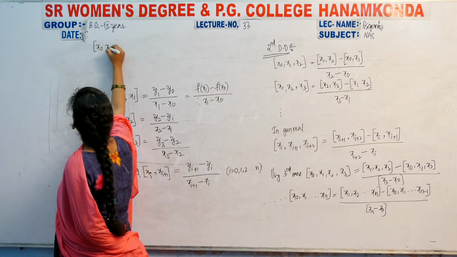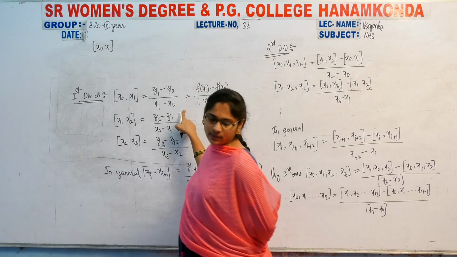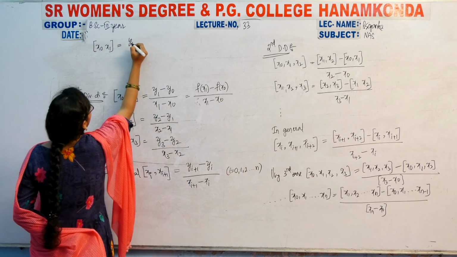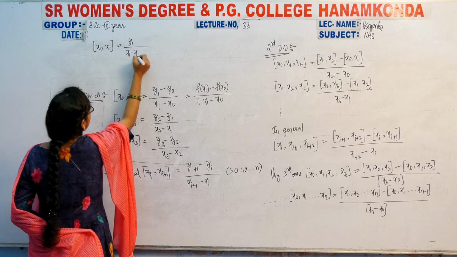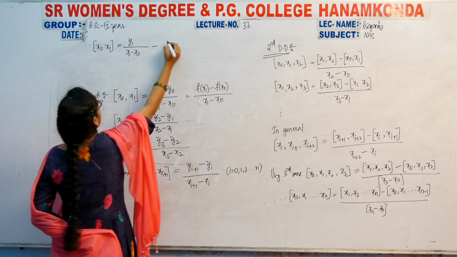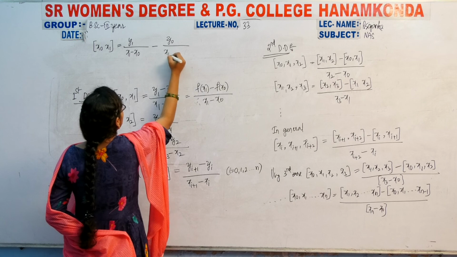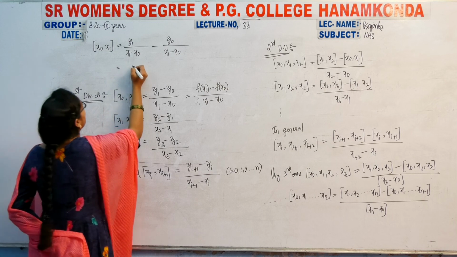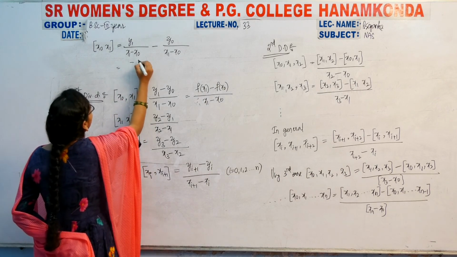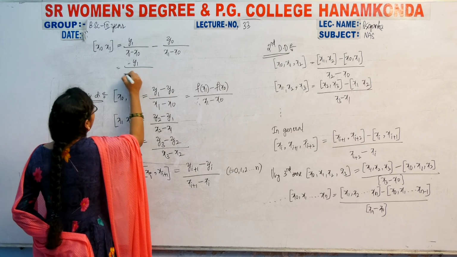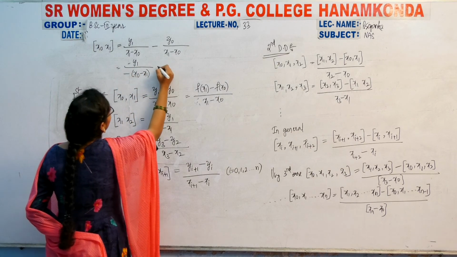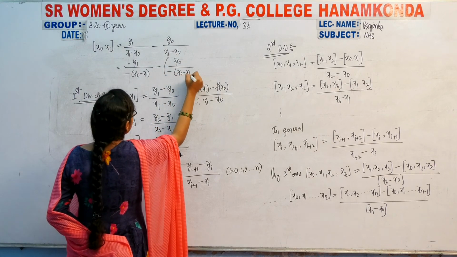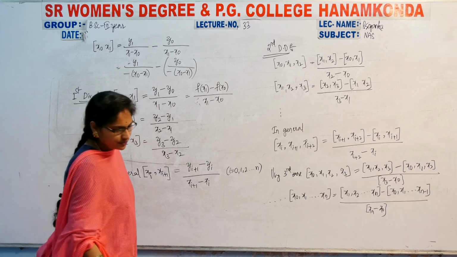x0 comma x1. Here we have this value, so we can write it as y1 by x1 minus x0, and here I am taking minus y0 by x1 minus x1. I am taking minus common from the denominator. Then we get y1 by x1 minus x0 minus y0 by minus x0 minus x1, right?